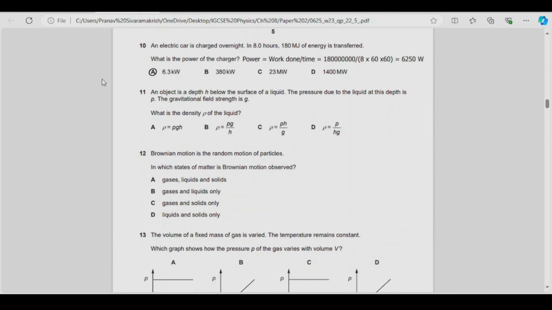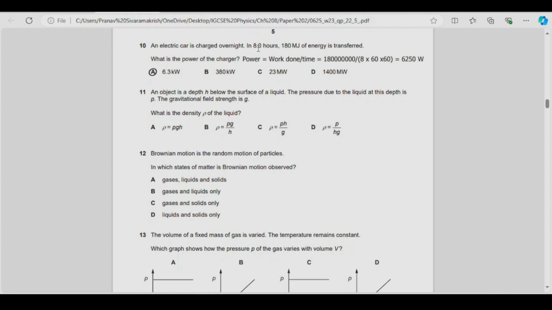So question 10. An electric car is charged overnight. In 8 hours, 180 megajoules of energy is transferred. What is the power of the charger? Power is essentially work done over a unit of time, or energy transferred over a unit of time. Now we know that the energy transferred is 180 megajoules, or 180 into 10 to the power 6 joules, which is what I've expressed here in just zeros. And we know that this work is done in a period of 8 hours.